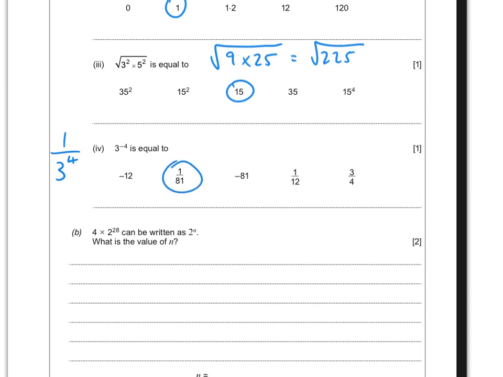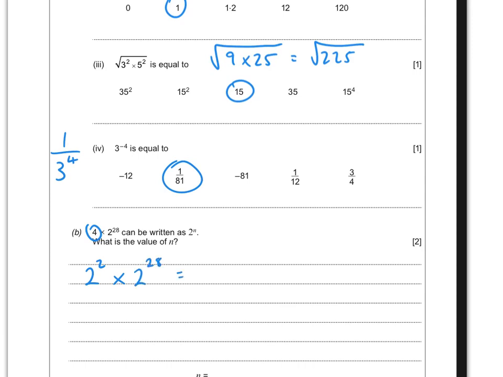And then in the final part of the question, I need to write 4 times 2 to the power of 28 as 2 to the power of n. What is the value of n? So I can rewrite 4 as a power of 2. So 4 is actually equal to 2 squared. So I've actually got 2 squared times 2 to the power of 28.